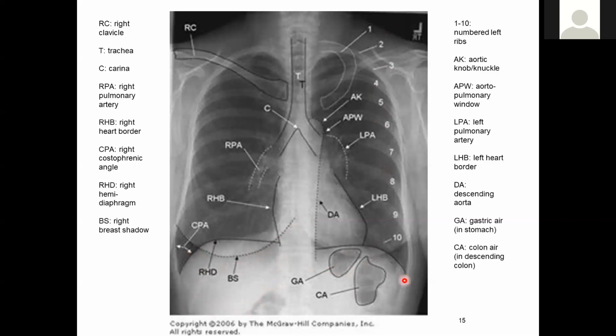The ribs are numbered on the left-hand side. And more heart anatomy is over here. The aortic knob or knuckle. The aorta, the primary artery in the body, comes off the left ventricle and then arches away. So you see a knob on the left-hand side.